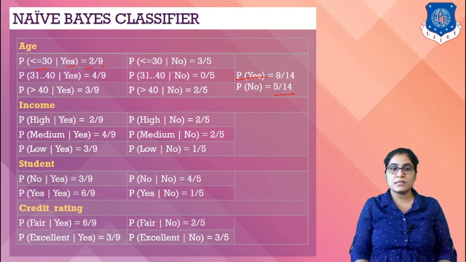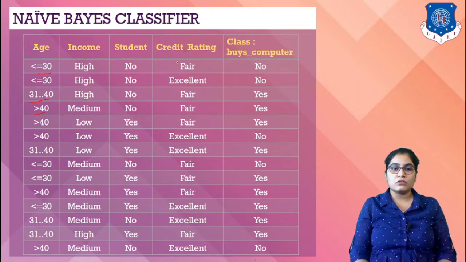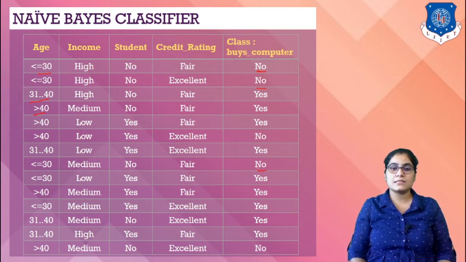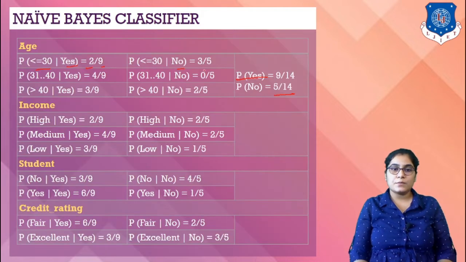Now let's check for less than equal to 30 and label no. We know that out of those 14 records, there are a total of 5 records that have class label no. Now let's check how many of these records have age value less than equal to 30. As we can see, there are a total of 3 records that have class label no and age value less than equal to 30, and that is why the probability of age less than equal to 30 and no is 3 by 5.